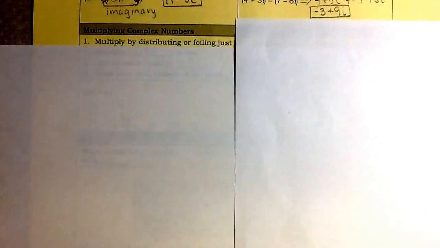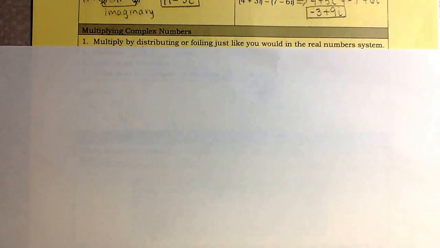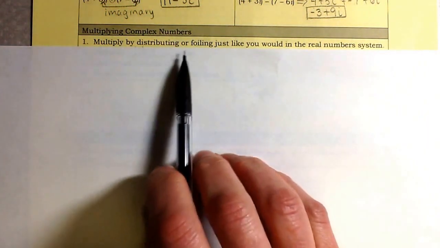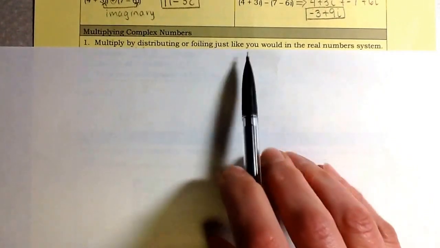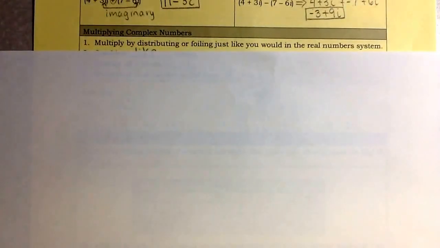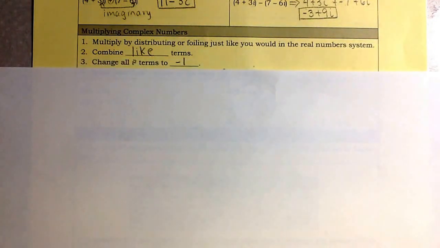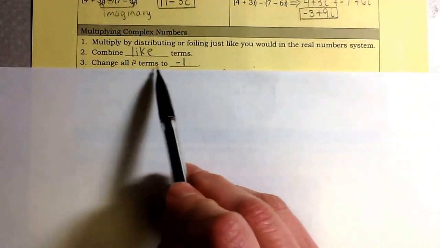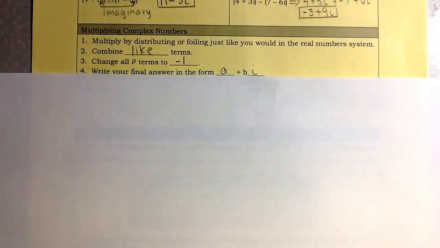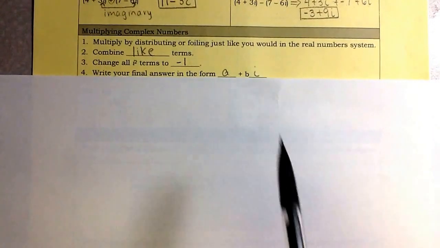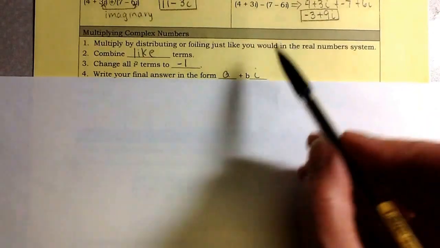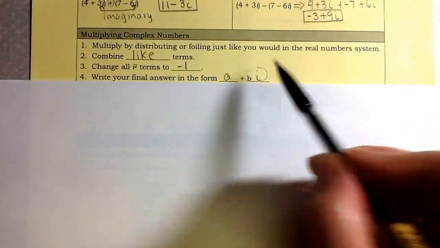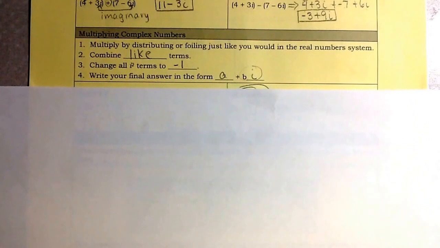Okay, now we're going to multiply, and when you're multiplying complex numbers, you multiply by distributing or FOILing just like you would in the real number system. The second step is you combine like terms, then you change all of the i squared terms to -1, and you write your final answer in the form of a plus bi. So remember, this part of the complex number has to be written last, the i.